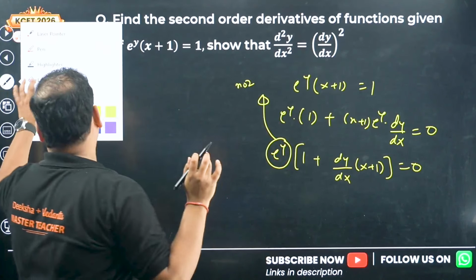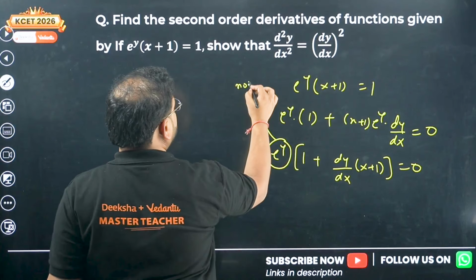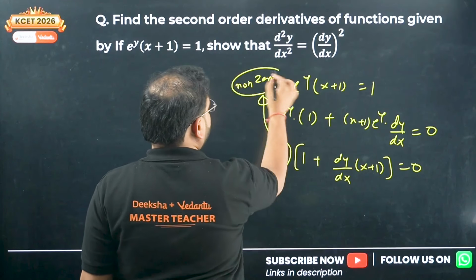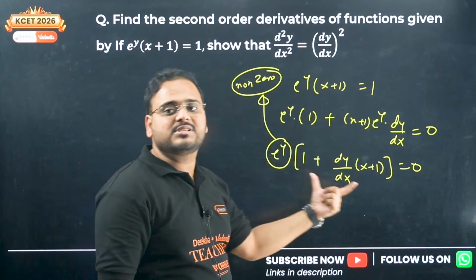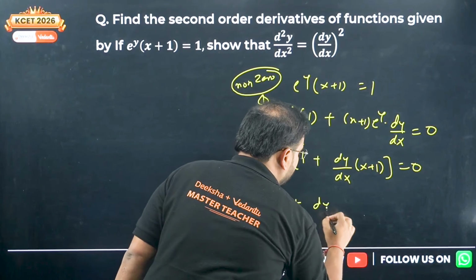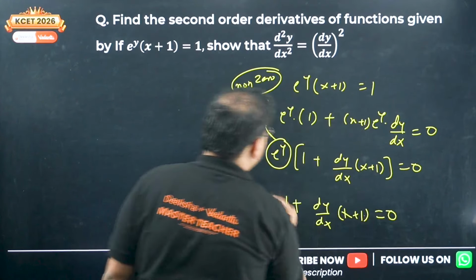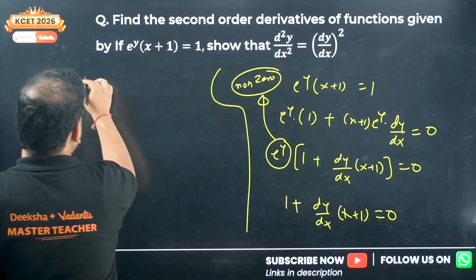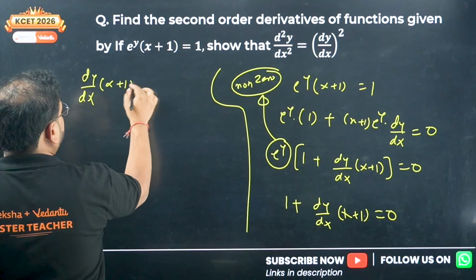Non-zero value. This is not ever 0. This is non-zero. Okay, it means from here we get that this part has to be equal to 0, because the product of e power y and this particular bracket is 0, and this is a non-zero value, means this particular bracket has to be 0. So I get 1 plus dy by dx times x plus 1 as 0. Check. So I'm getting dy by dx times x plus 1 equals minus 1.